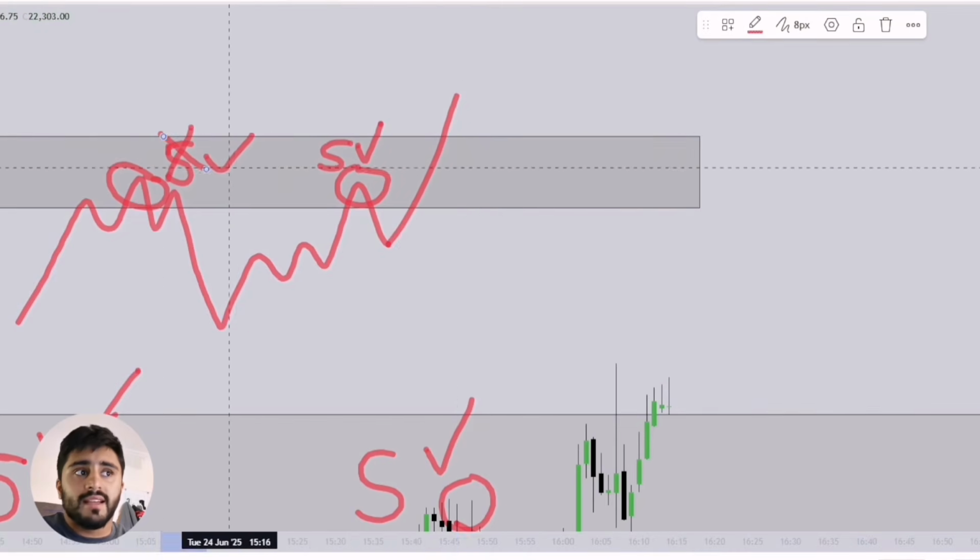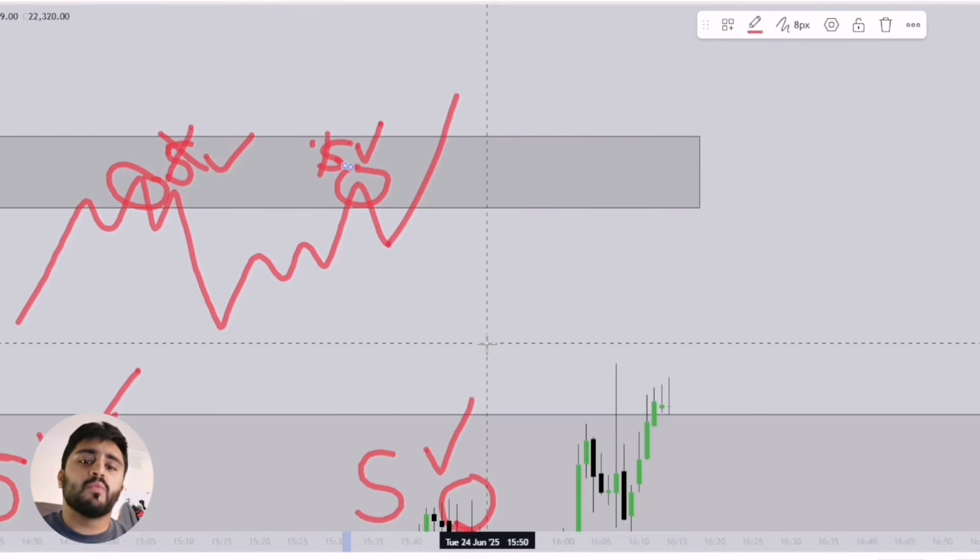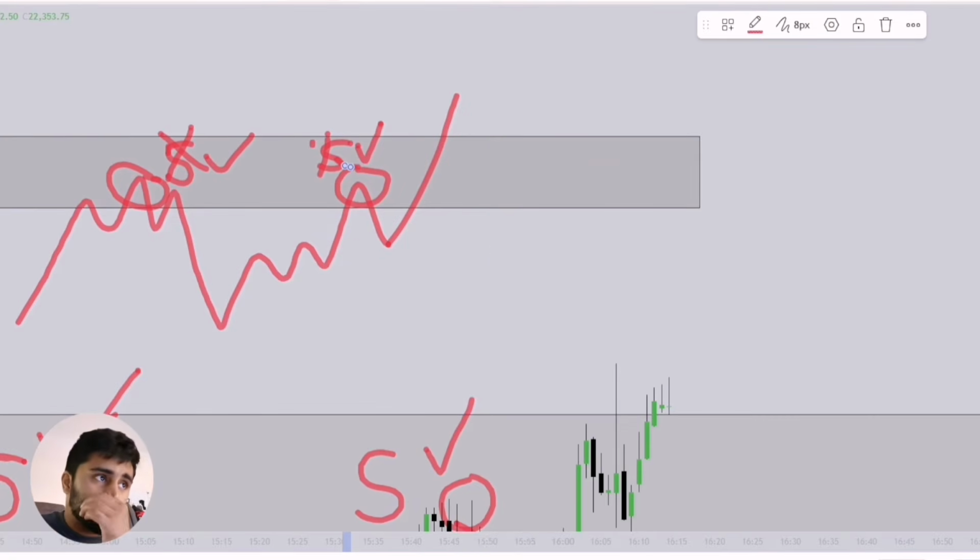So we know that these sellers have been wiped out, right? They've been wiped out because the passive sellers were unable to keep price below the zone. So this is starting to show you a flip or a switch from supply to demand, right? But that's not the final confirmation.